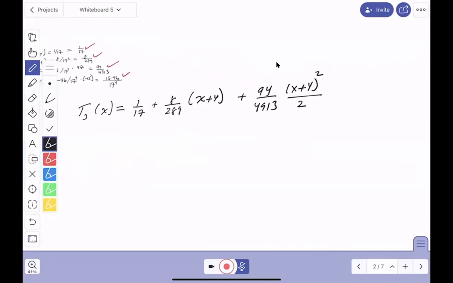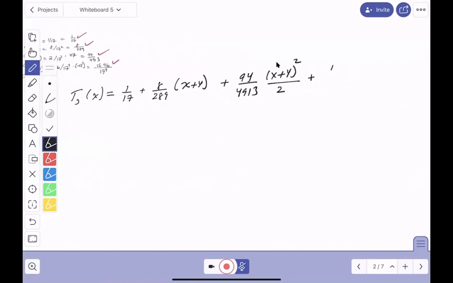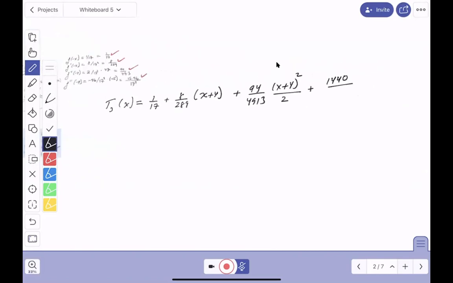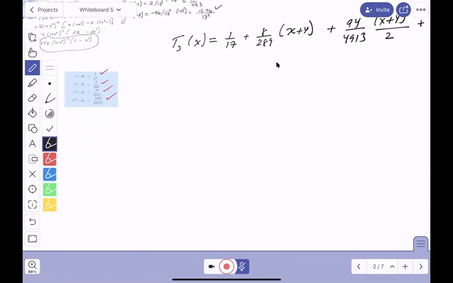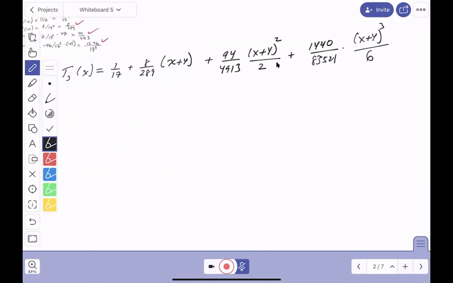Let's put the next one down. Plus 1440 over 83521 times x plus 4 cubed over 3 factorial, which is 6. All right, I'm going to just clean up a tiny little bit. Don't be discouraged. I'll put a box on in a moment. I'm not beyond making mistakes.